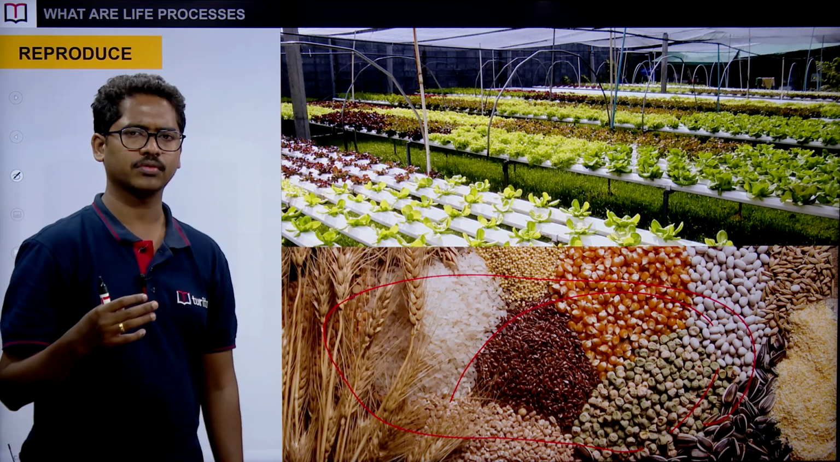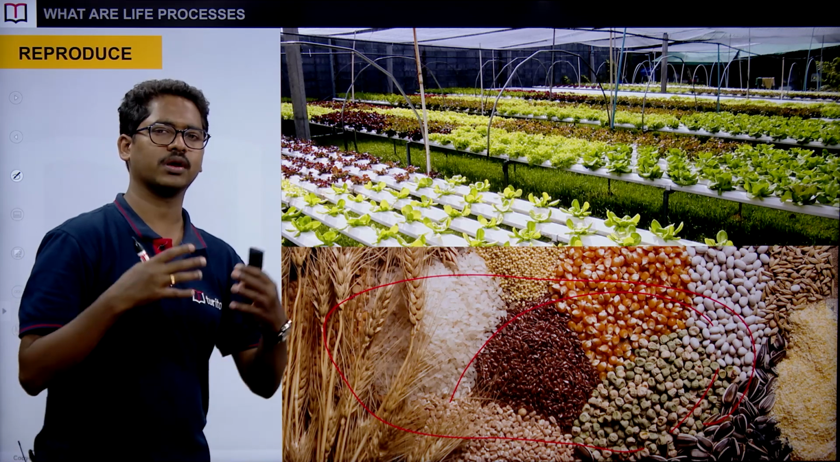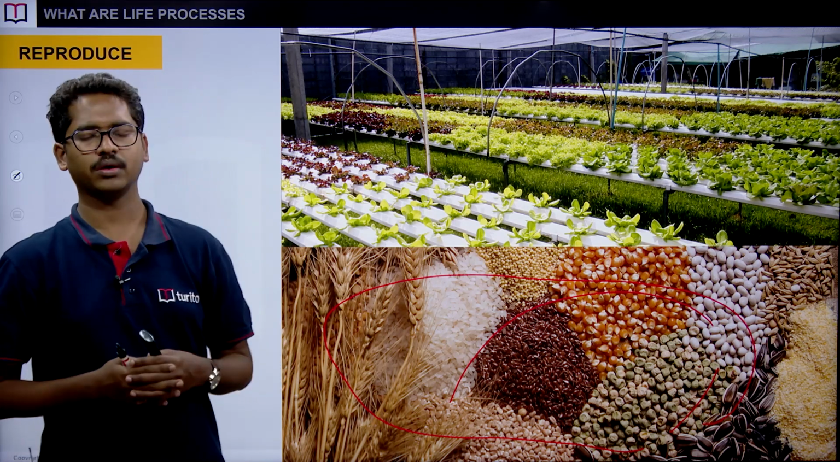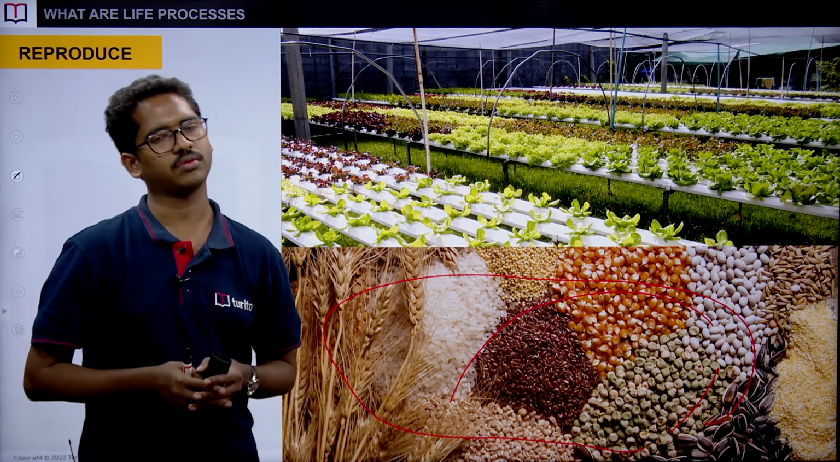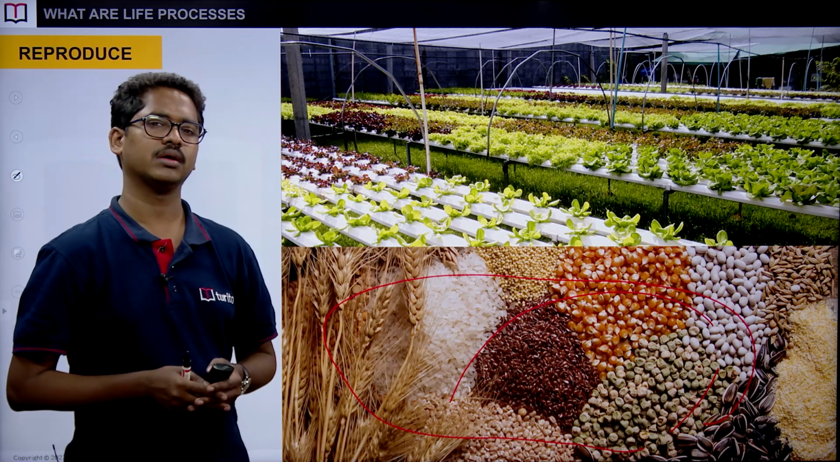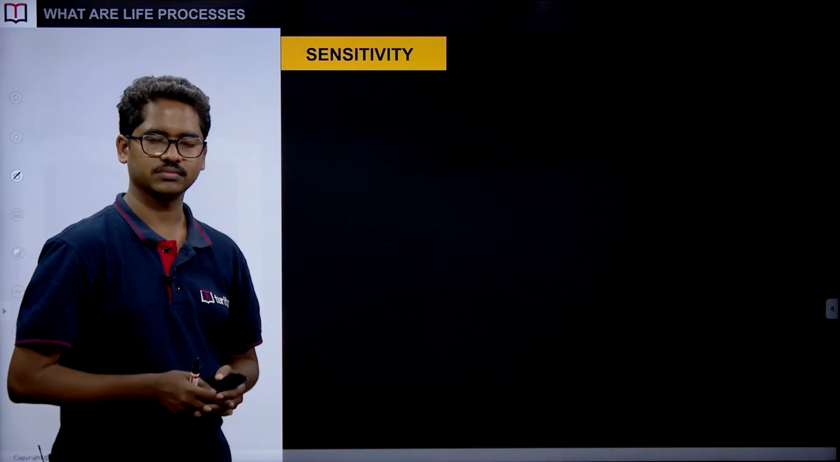reproduction is a simple process, what we think, but yet it is very complex depending upon the type of organisms you're thinking of. Okay, so this is again the second life process which has to be done by an organism. Now the third one, sensitivity.